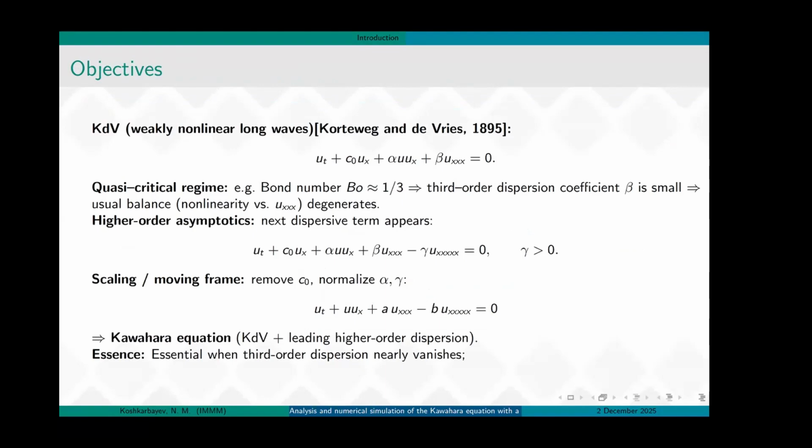The famous KdV equation describes weakly nonlinear long waves. However, in a quasi-critical regime, when the Bond number is approximately one-third, the third order dispersion coefficient becomes small and the viscous balance degenerates. To address this, we need higher order approximation, the fifth order term. This leads to the Kawahara equation, which includes a fifth order derivative term. This equation is essential when the third order dispersion nearly vanishes. This equation is called the Kawahara equation.